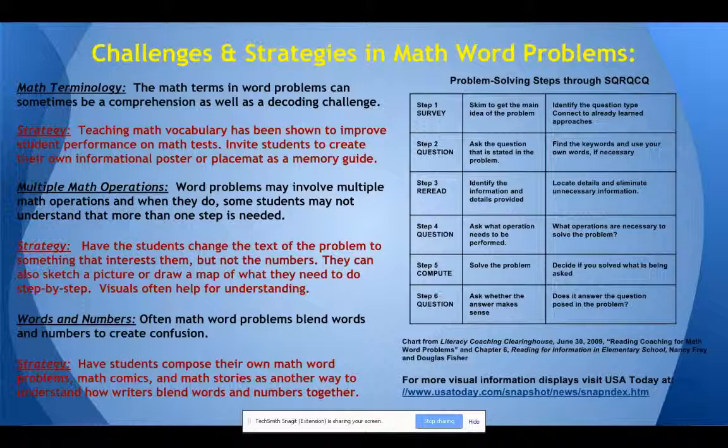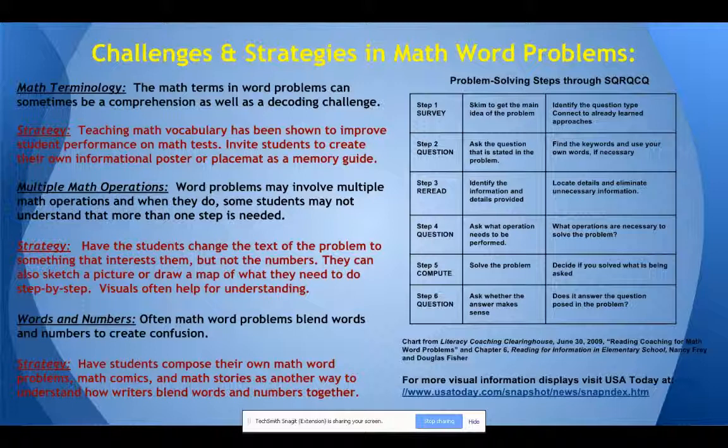Multiple math operations. Some word problems have multiple steps, and sometimes students get tripped up by them. So they may not understand that more than one step is needed. A strategy for this would be to have the students change the text of the problem to something that interests them, but not the numbers. They can also sketch a picture or draw a map of what they need step by step. Visuals often help for understanding.